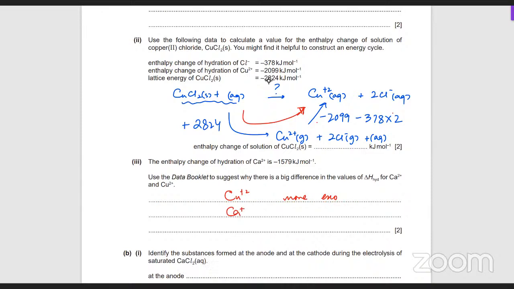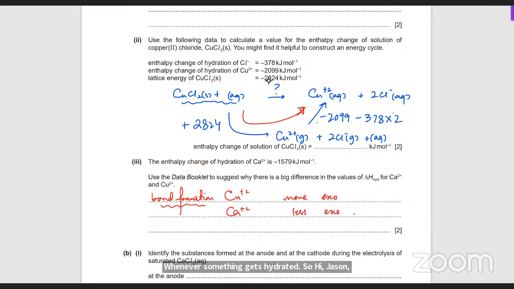And calcium ions, that's less exothermic. Hydration होता क्या? Hydration is bond formation. Whenever something gets hydrated, तो hydration क्या होता है? Hydration is a gaseous ion forming bonds with water molecules. तो जो छोटा ion है ना, smaller ions, the smaller ions have greater charge density and make stronger bonds.